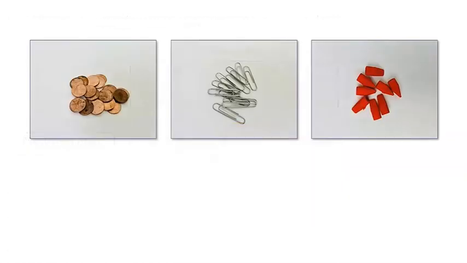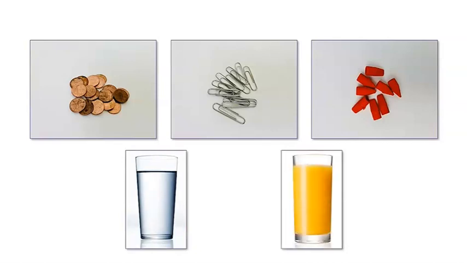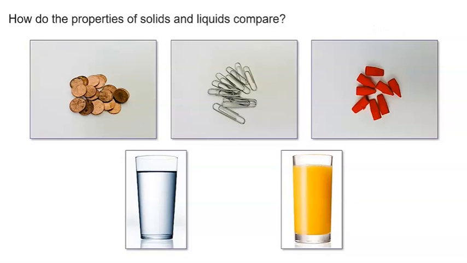Great thinking. In a previous lesson, we observed pennies, paper clips, and erasers, which are all solids. Can you think of any liquids? I know water is a liquid, and so is orange juice. How can we learn more about solids and liquids to improve our descriptions of them? I have an idea. Let's observe different solids and liquids. Then we can compare their properties. Our observations will help us answer the question, how do the properties of solids and liquids compare?